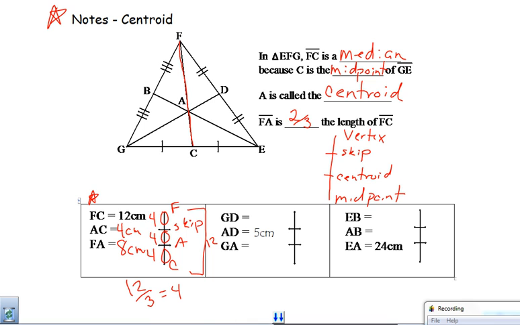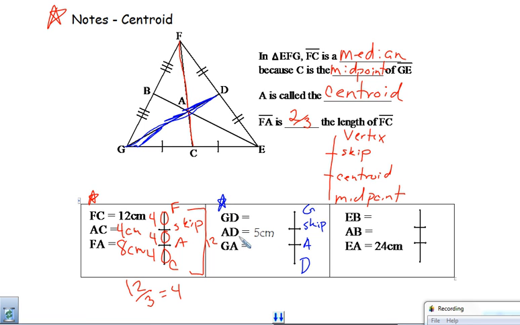Okay, you can do the same thing here. We're looking at G, A, and D, this median right here. The vertex on this guy, the corner of the triangle, is G. Then we're going to skip one. A is always going to be our centroid for this picture, and the midpoint of this median is D.